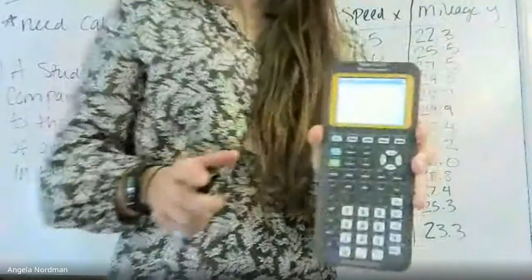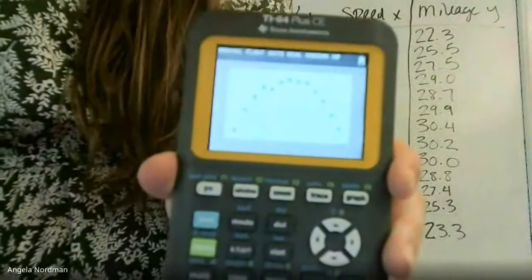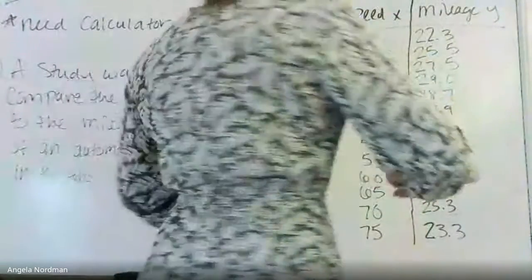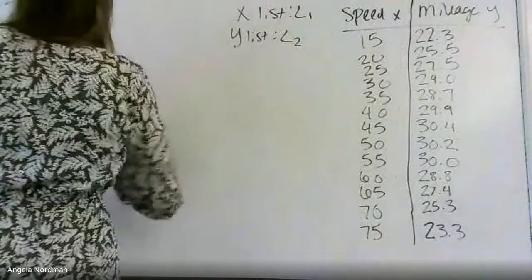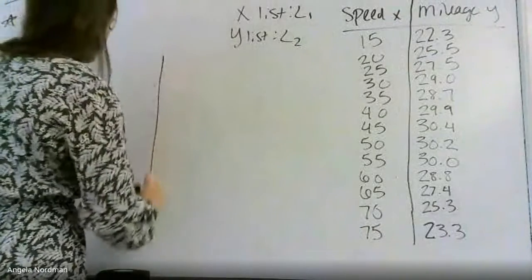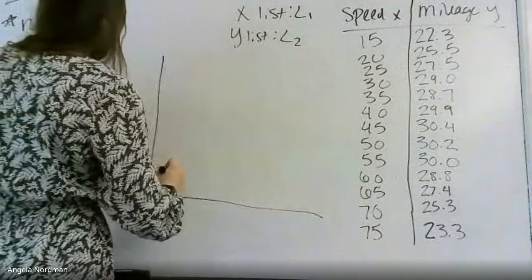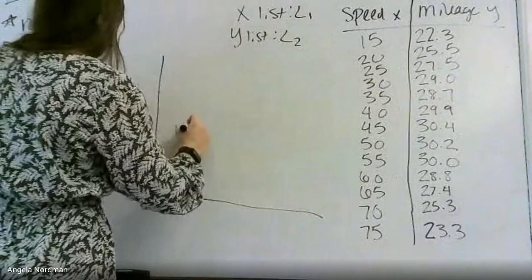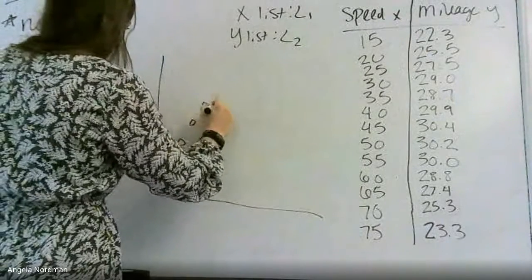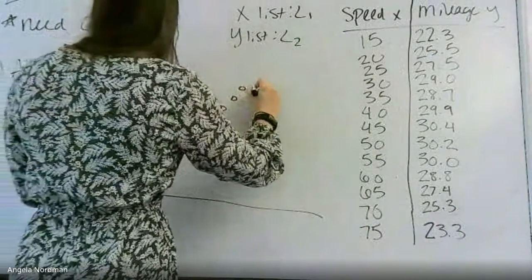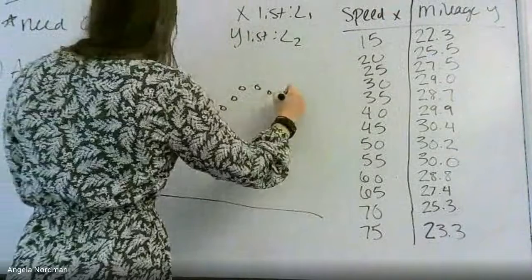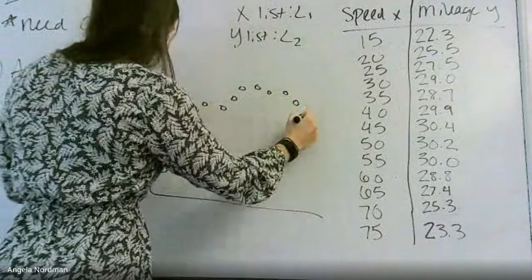Okay, you can't see anything, I'm sorry. ZoomStat and press enter. Then you should see a graph that looks like this. Let me erase this. You should see something that looks kind of like this. This is definitely not exact, but it's me doing my best.